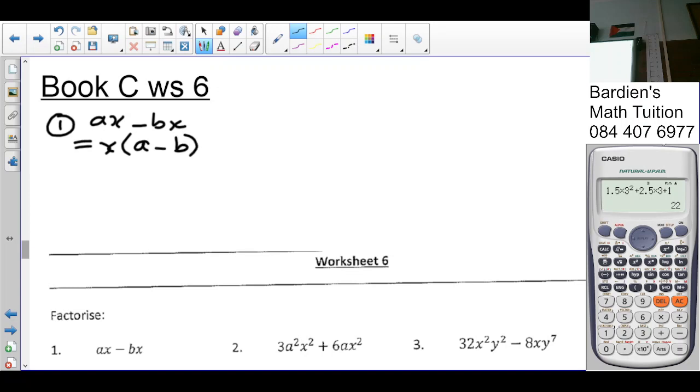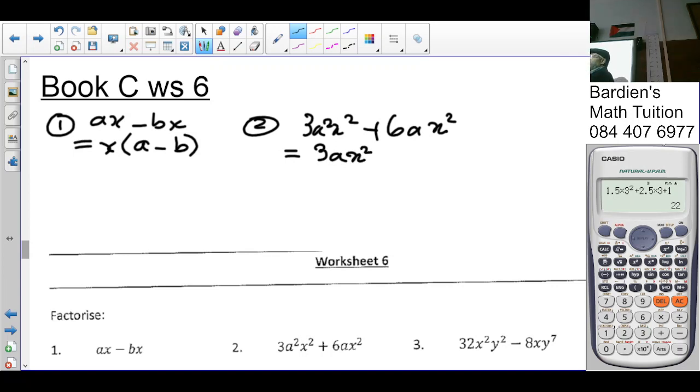Look at number 2. We have 3a squared x squared plus 6ax squared. What is now common? 3ax squared. You all agree with that? Why isn't it 3a squared x squared? The second term does not have an a squared. So what are we left with? A plus 2. You guys can understand this, no?